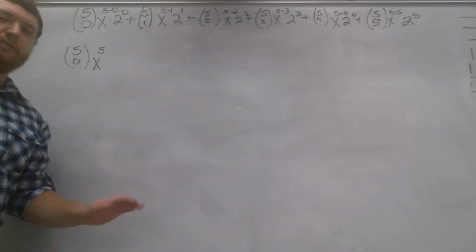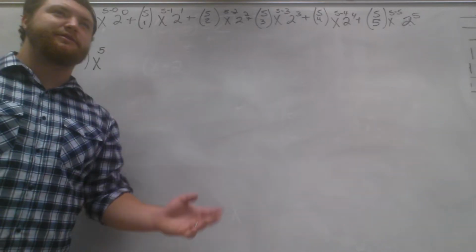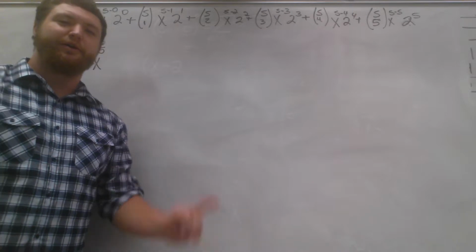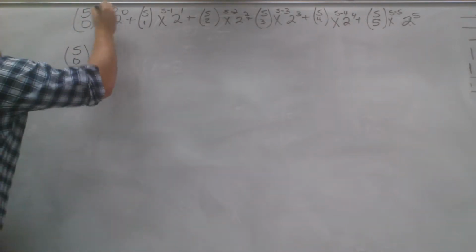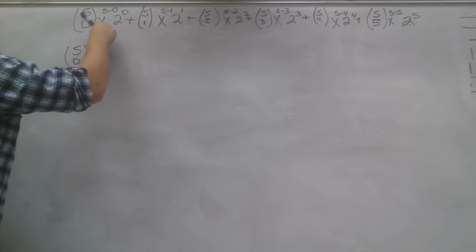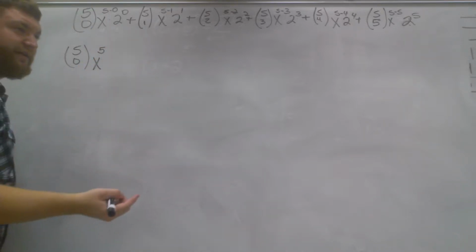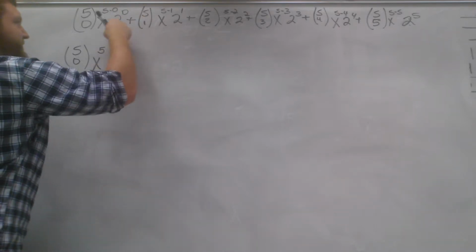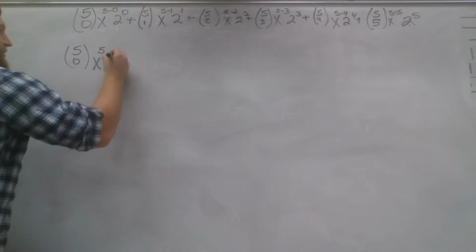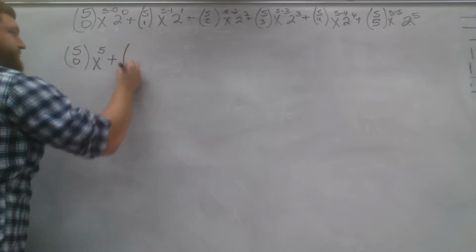What is anything to the 0 power? Remember I said, what is banana raised to the 0 power? 1. Anything raised to the 0 power is 1. So if all of these are multiplication in between here, and I'm multiplying by 1, do I need to write that? No, so I just leave it alone. So 2 to the 0 is 1, and x times 1, I don't need to write times 1. So I leave it alone. So I go to the next one.